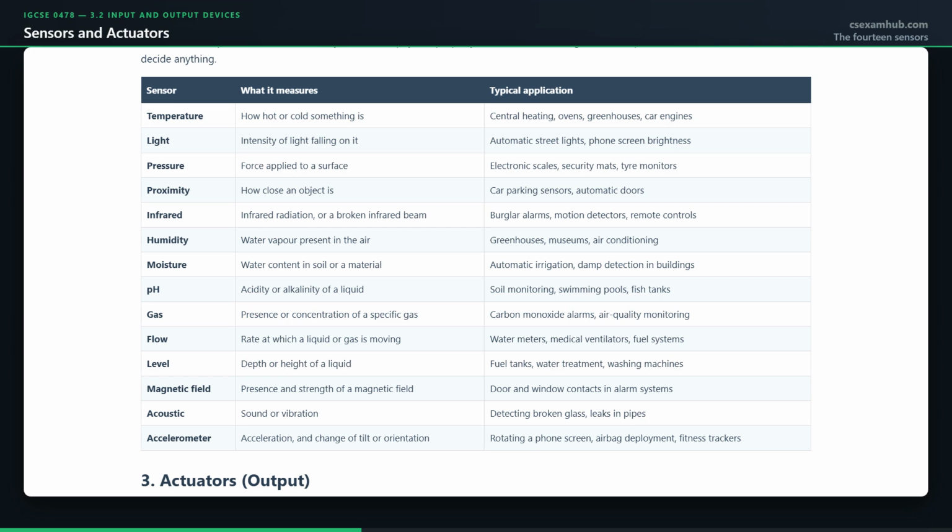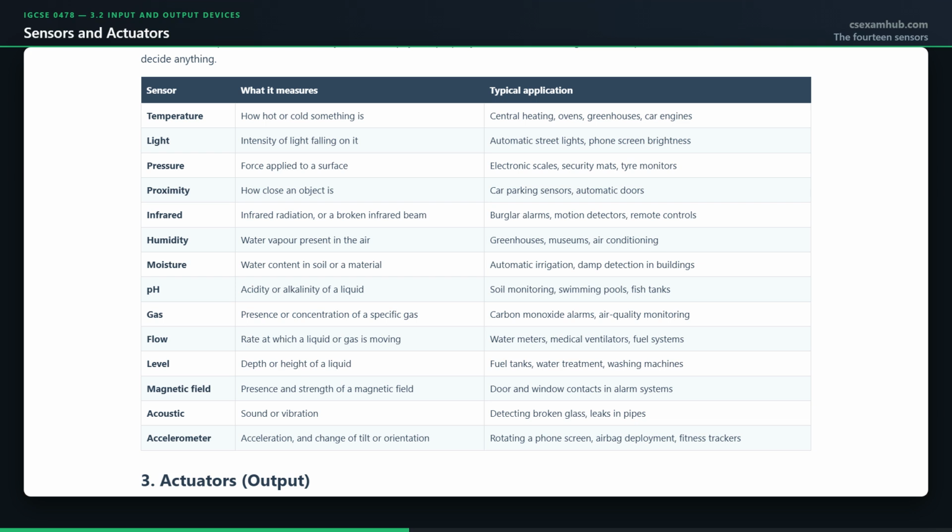Humidity measures water vapor in the air. Moisture measures water content in soil or a material, which is what automatic irrigation uses. pH measures acidity or alkalinity for soil monitoring and swimming pools. Gas detects the presence or concentration of a particular gas, a carbon monoxide alarm. Flow measures the rate a liquid or gas is moving, water meters and medical ventilators.